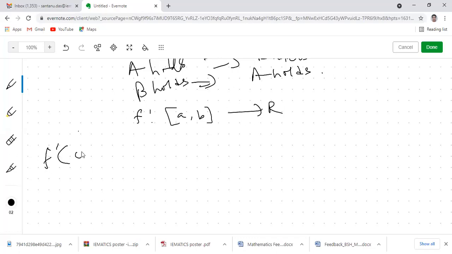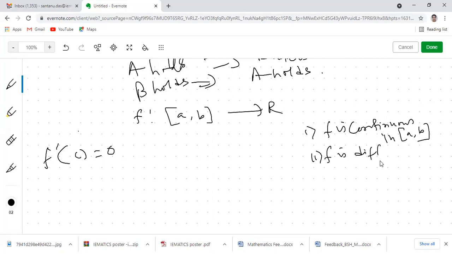One condition is, let's say, f dash c equals 0. And the other conditions are: number one, f is continuous in closed [a, b]; number two, f is differentiable in open (a, b); number three, f(a) equals f(b). Okay, is that clear? f is continuous in closed [a, b], f is differentiable in open (a, b), f(a) equals f(b), and the other is f dash c equals 0.